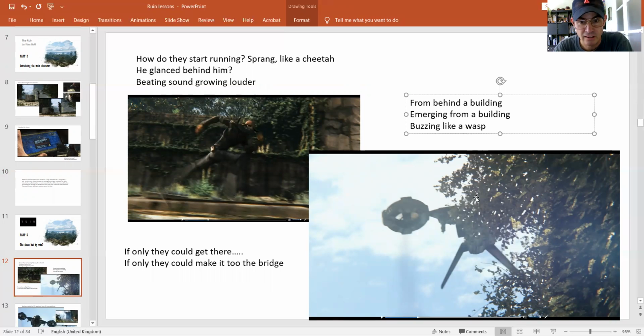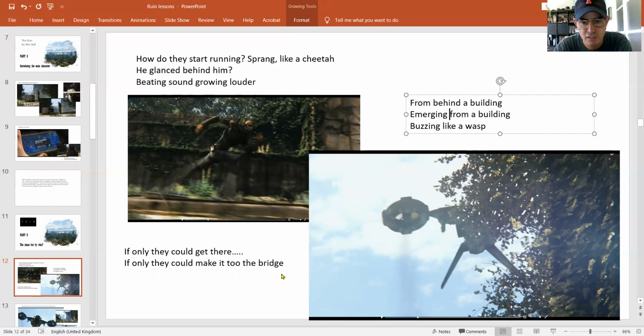That's quite good, isn't it? I like this insect idea. That's a nice, what do you call that? It's a simile, isn't it? Buzzing like a wasp. Where you're comparing something to something else, even though it's not a wasp, it's a machine, but wasps buzz, the machine is buzzing. It's a simile, isn't it? We're comparing. If only they could get there, if only they could make it to the bridge.